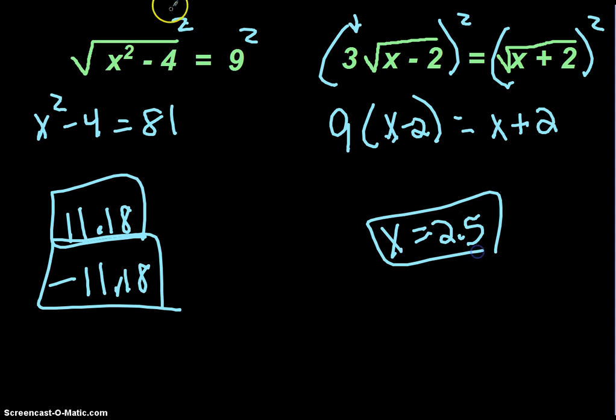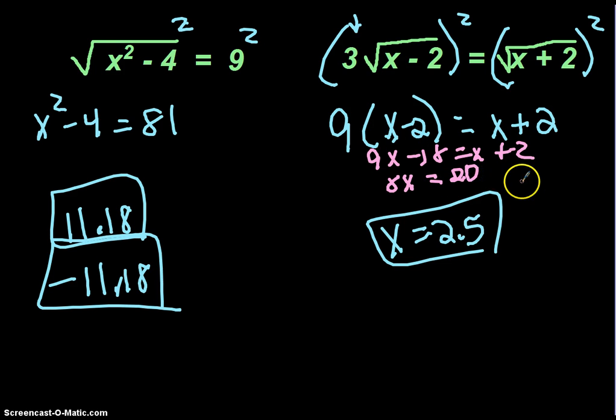If you wanted to do it the old school way, you would distribute and you would say 9x minus 18 is equal to x plus 2. You would subtract your x and you would get 8x. You would add your 18 and you would get 20. And you would divide and you would still get 2.5. Doesn't matter which way you do it.